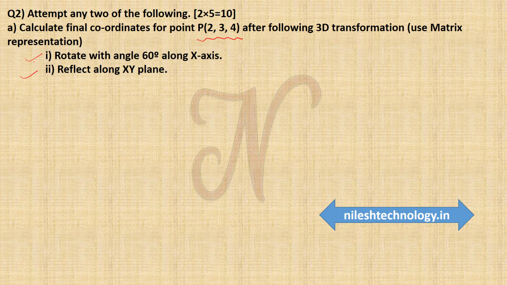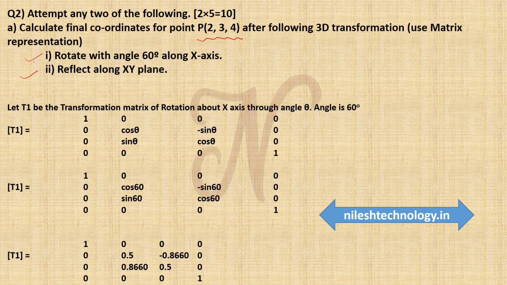First we write down some matrices. Let T1 be the transformation matrix of a rotation about the x-axis through angle theta. The angle is 60 degrees. This is my first matrix T1: 1 0 0 0, 0 cos theta minus sin theta 0, 0 sin theta cos theta 0, 0 0 0 1. Here my angle is 60 degrees, so we replace the theta value by 60 and calculate cos 60 and sin 60. This is your first matrix T1.